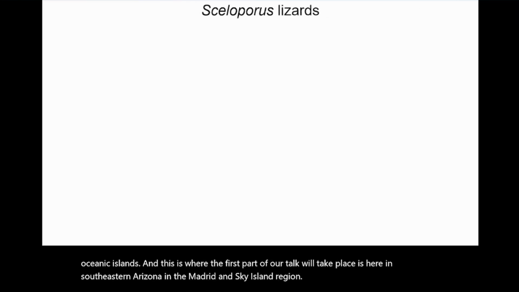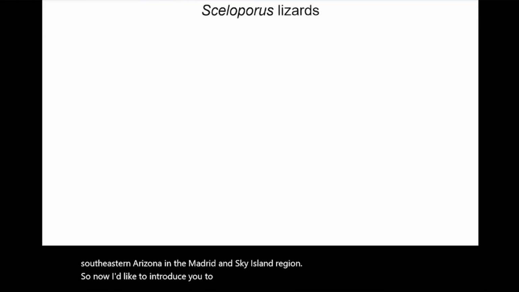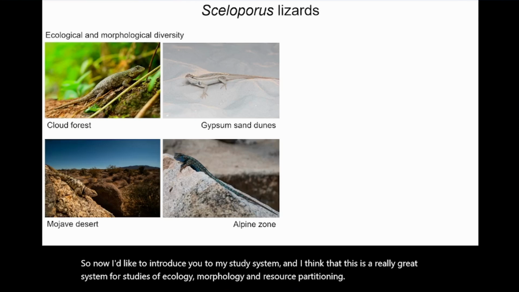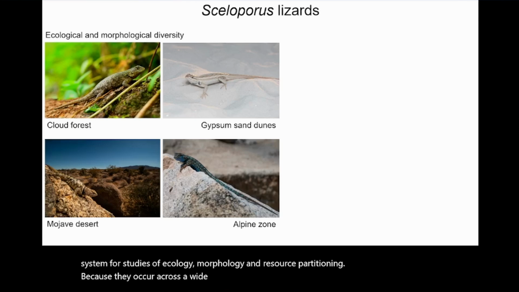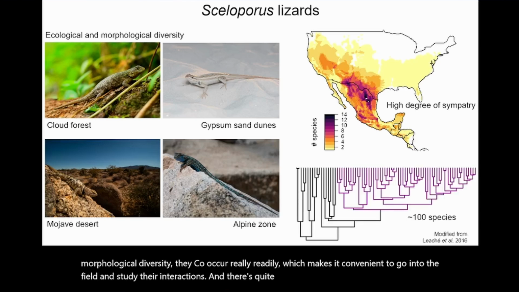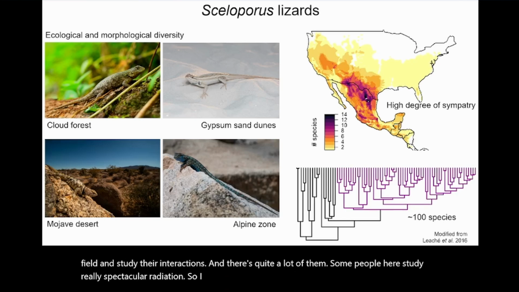So now I'd like to introduce you to my study system, and I think this is a really great system for studies of ecology, morphology, and resource partitioning because they occur across a wide variety of landscapes and they reveal ecological and morphological diversity. They co-occur really readily, which makes it convenient to go into the field and study their interactions. And there's quite a lot of them. Some people here study really spectacular radiations, so I know 100 species is not that many, but I'll take it. It's a pretty good size for a PhD.